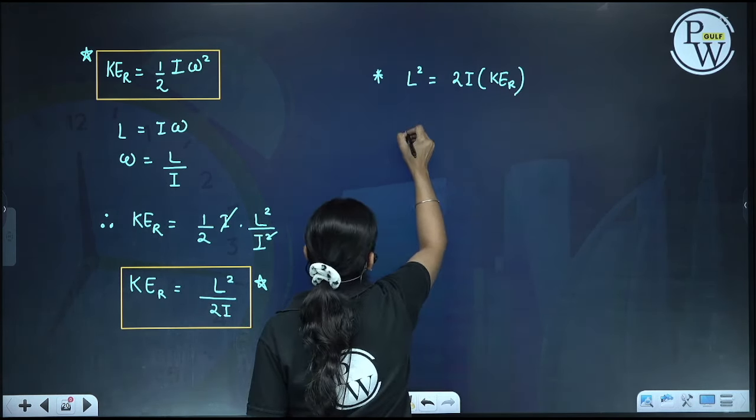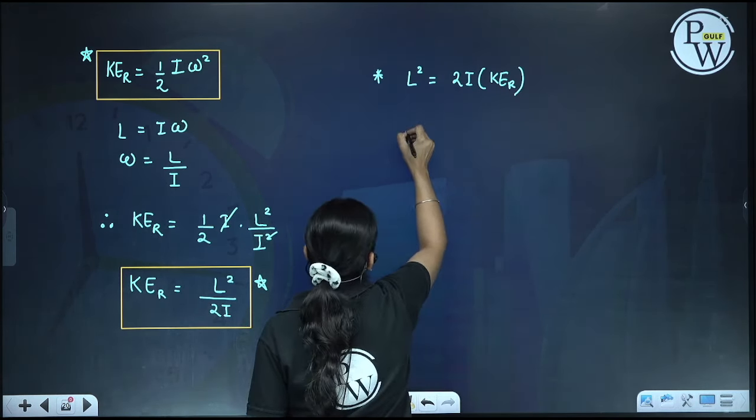Now this body is in rolling motion. See, as it is moving with velocity v, every point will have v velocity in the forward direction. Due to this omega angular velocity, every particle will also have a tangential velocity omega r.